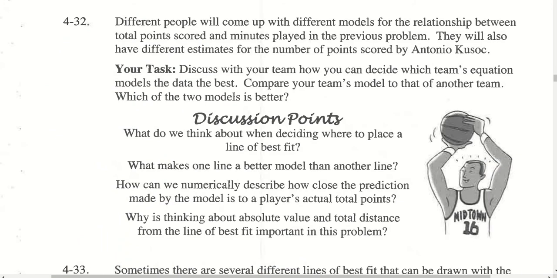So my guess is that if you're working individually or as a group, different individuals or different groups are going to come up with different models for the relationship between total points scored and minutes played. We're just picking a line that we think fits the data well, right? And then based on those 2 points, we're coming up with an equation that will also have different estimates for the number of points scored by Antonio Cusack.